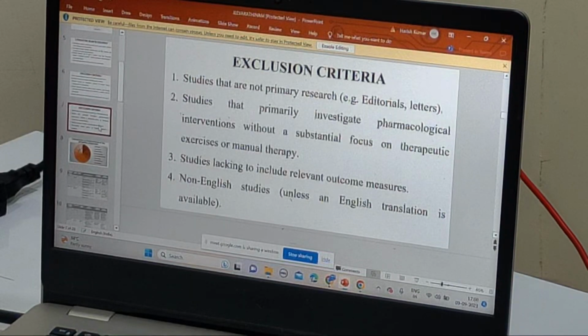Exclusion criteria. We have excluded editorials, non-primary research, conference abstracts, studies primarily focused on drugs, those lacking relevant outcome measures, and non-English studies were completely excluded.